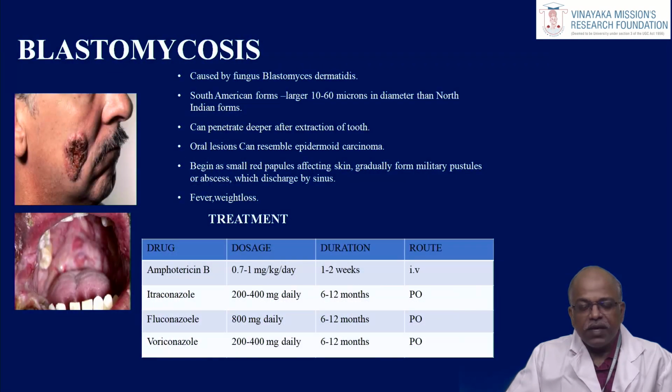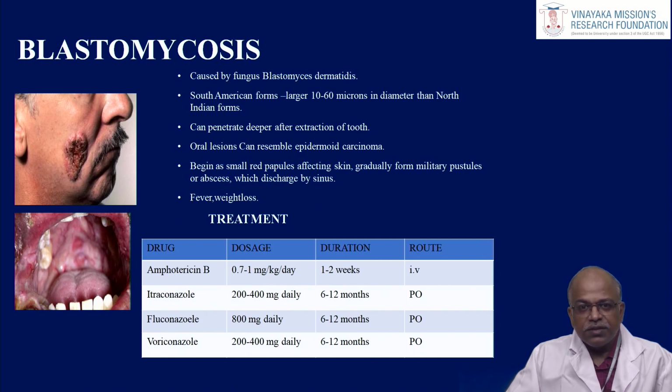Blastomycosis is caused by Blastomyces dermatitidis. The South American form and North American form are the two forms of blastomycosis. In the South American form, the microorganisms are larger, 10 to 60 microns in diameter, than in the North American form. They can penetrate deeper after the extraction of a tooth. The oral lesions can resemble epidermoid carcinoma. They begin as small red papules affecting the skin, gradually forming miliary pustules or abscesses with discharge by sinus, usually associated with fever and weight loss, as in tuberculosis.